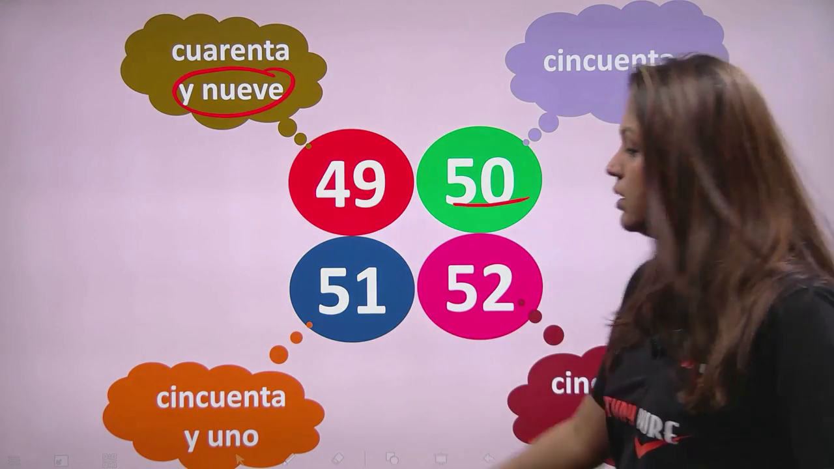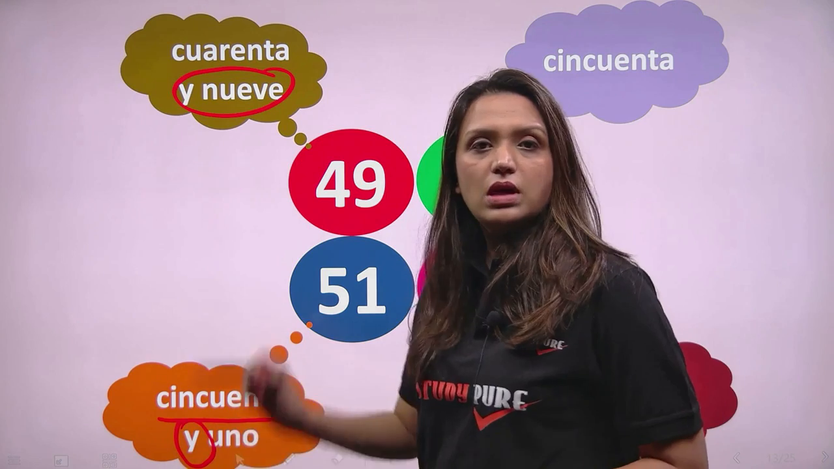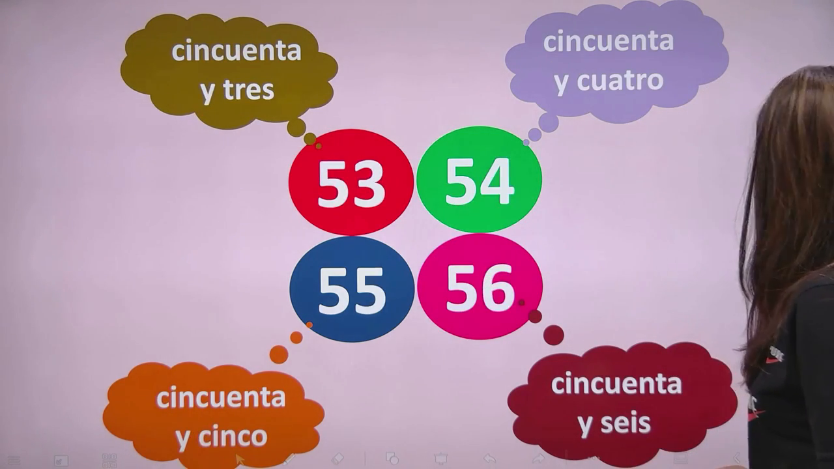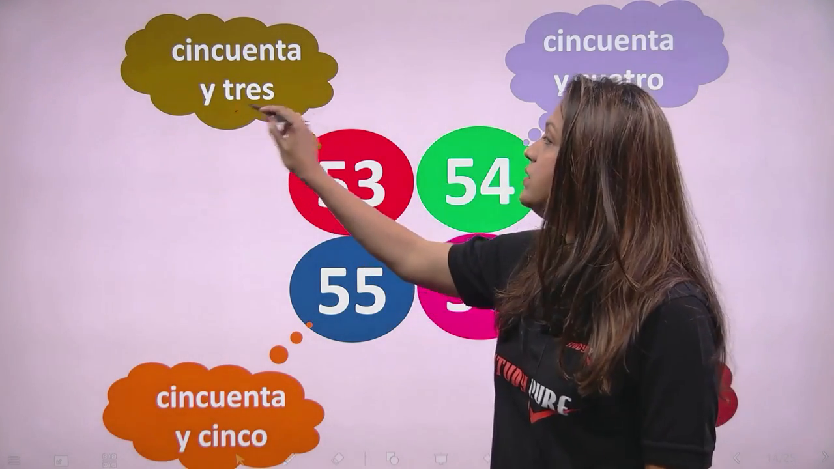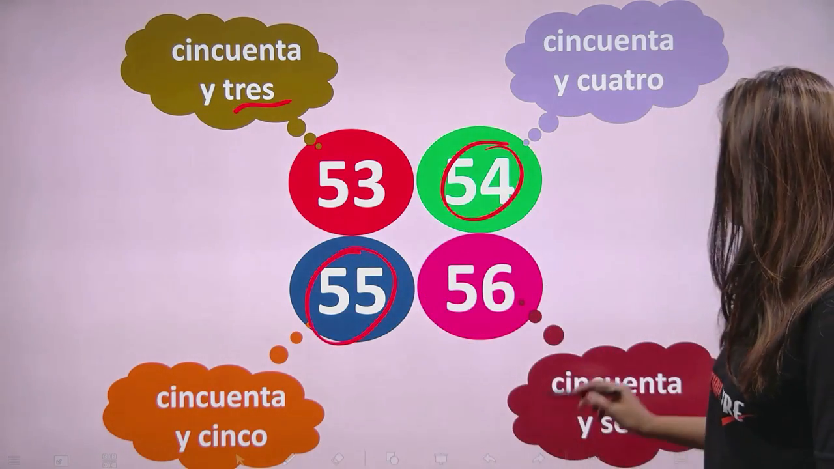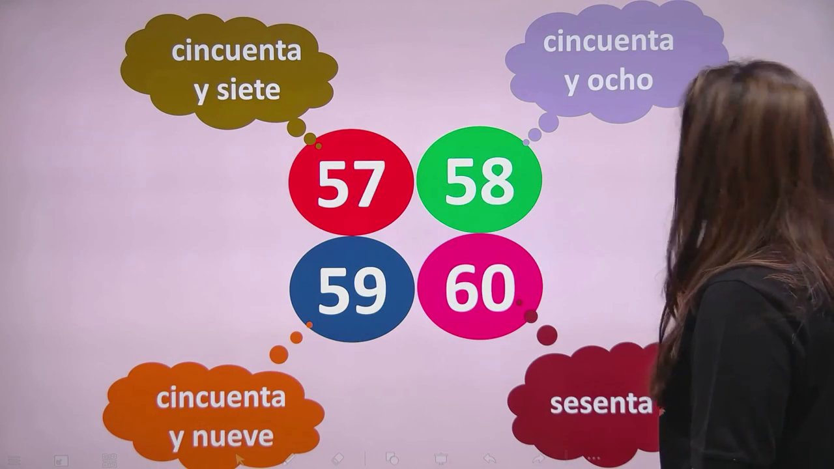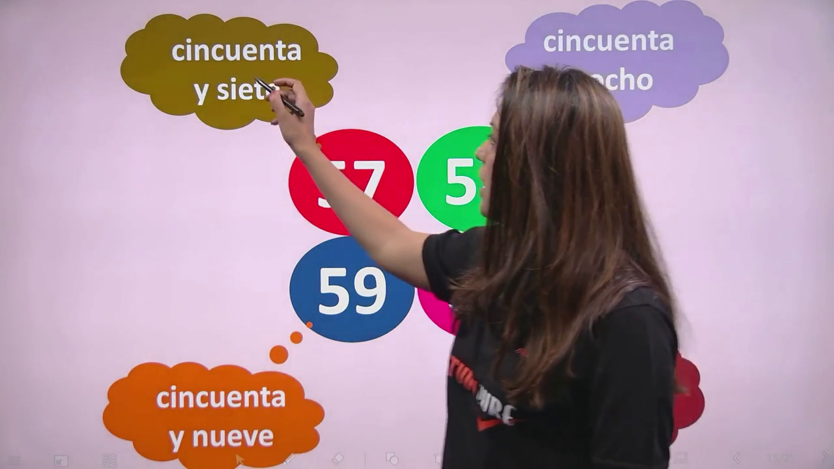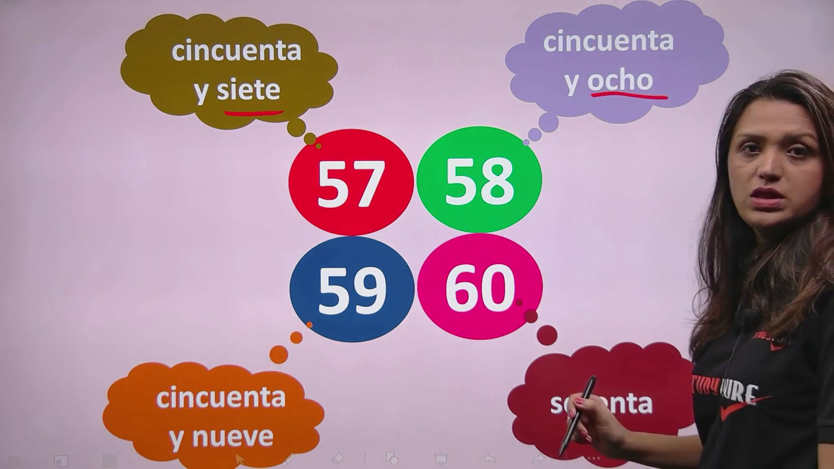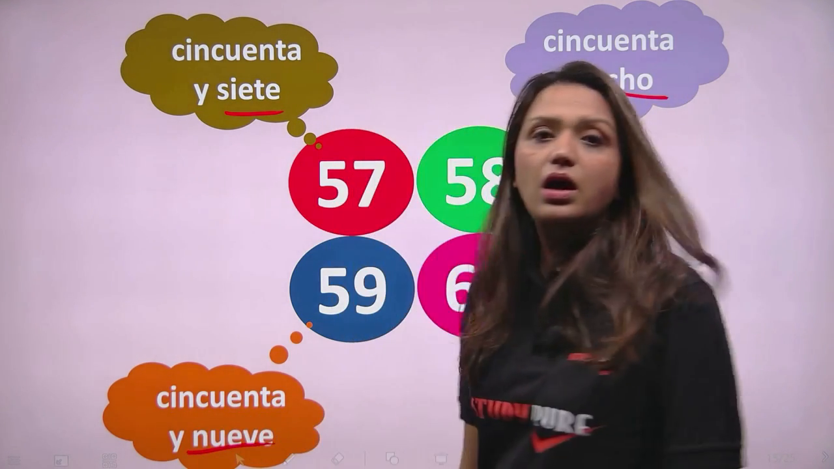Cincuenta y uno, same pattern again. We have a cincuenta, then we have a y and then we have uno. So 51, cincuenta y dos, 52. Don't forget the Y, which means and. Cincuenta y tres, 53, cincuenta y cuatro, 54, cincuenta y cinco, cincuenta y seis. I hope it's clear to everybody. Cincuenta y siete, 57, because siete is number 7. We have cincuenta y ocho, which is number 8. So 58. Number 59, cincuenta y nueve.